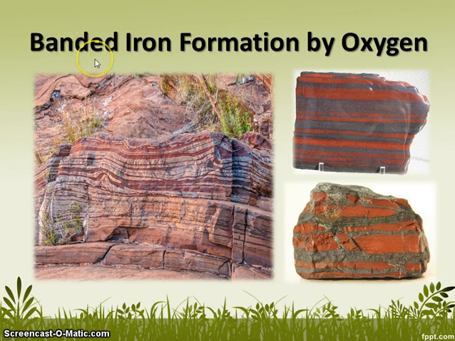And because of oxygen, we have what we call banded iron formation. This is basically iron mixing with oxygen, forming iron oxide. As the sediments and layers of iron oxide gather together, they form these funny looking layers, or rather these banded patterns, known as banded iron formation. This is where our iron comes from.